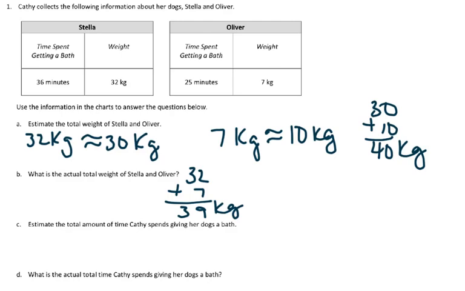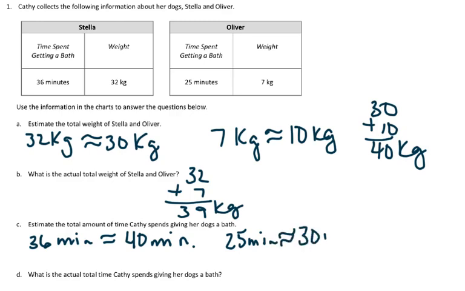Estimate the total amount of time Kathy spends giving her dogs a bath. So 36 minutes, we can say that's close to 40 minutes. And 25 minutes, let's make that rounding to 30 minutes. And if I add those two together, 40 minutes plus 30 minutes is 70 minutes, or 1 hour and 10 minutes.